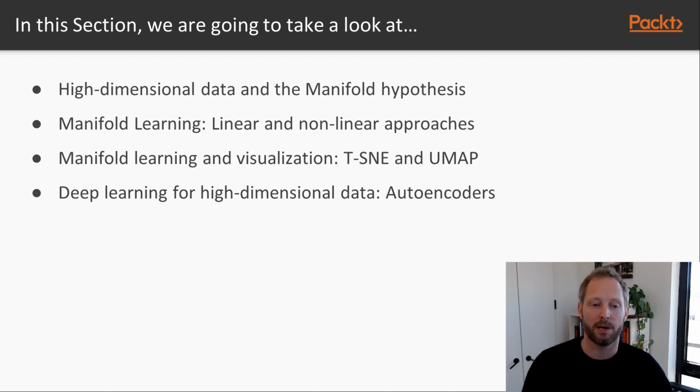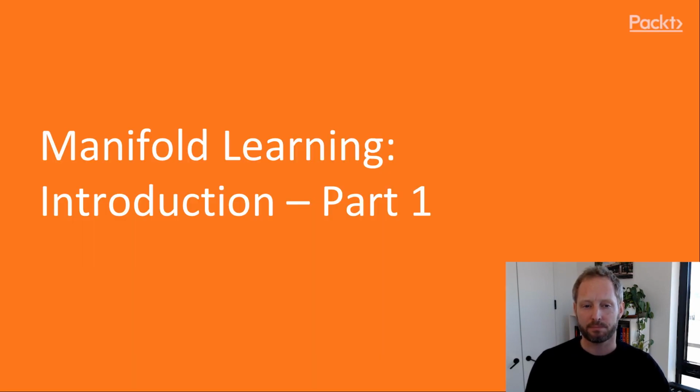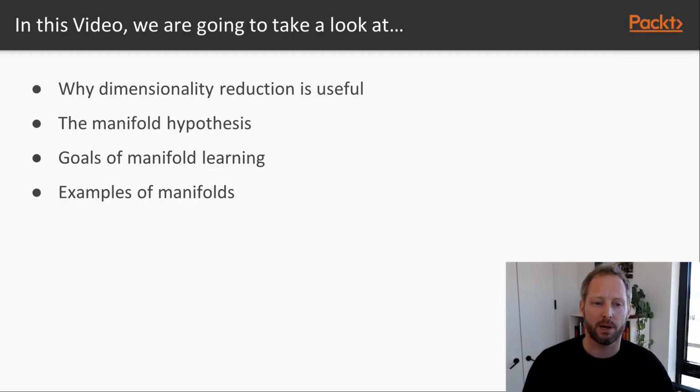Then we also take a look at the contributions of deep learning to visualizing high-dimensional data in the form of autoencoders. So let's get started taking a look at the goals and benefits of dimensionality reduction and the manifold hypothesis, as well as the goals of applying this hypothesis to unsupervised learning techniques. And then we'll see a few examples of manifolds to get started with the data sets that we'll be using throughout this section.